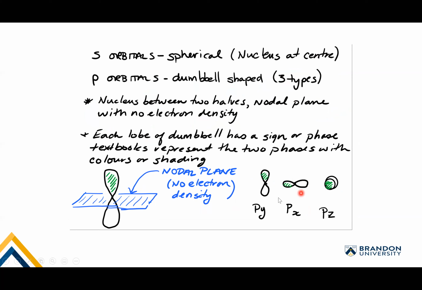and the 3 types that I mentioned before: y, x, and z. The nucleus for a p orbital is in the middle, in between these 2 lobes. The interesting thing about a p orbital is that there is a plane where the probability of finding an electron is 0. There'll be what we call a nodal plane, which bisects the dumbbell, and there's no electron density there, so you're not going to find an electron in this plane. And this is going to become important later on when we're talking about certain types of bonds.